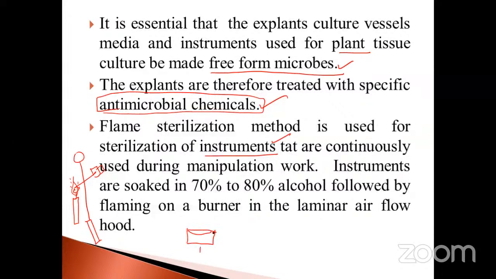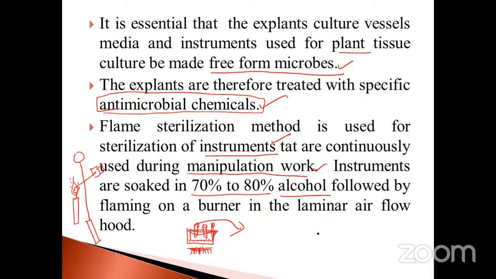The temperature is also shown here. You place it on a stove or electric stove, whatever it may be, and automatically the water bath boils. Inside, you place the stand, and the test tube is placed on it like that. These are safety measures. After that, you remove it and then use it. That's all. Also, instruments that are continuously used during manipulation work are soaked in 70 to 80% alcohol.